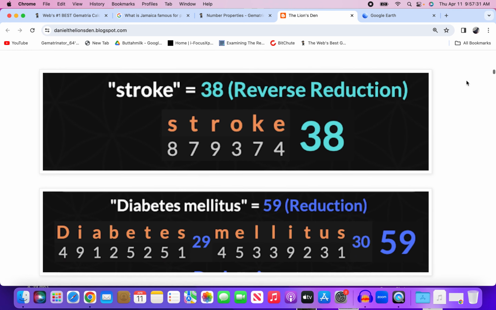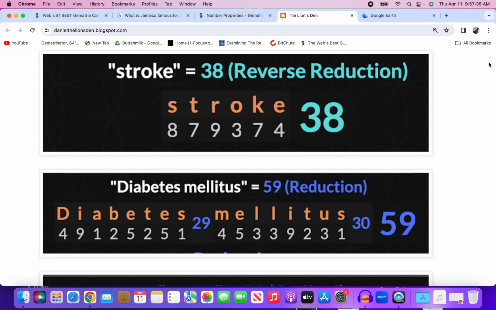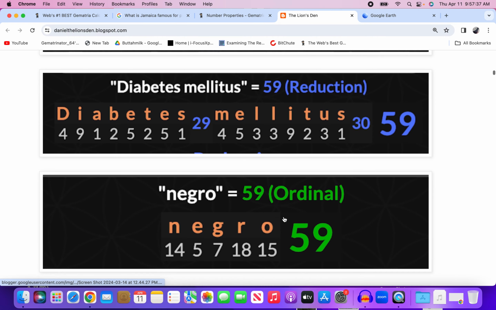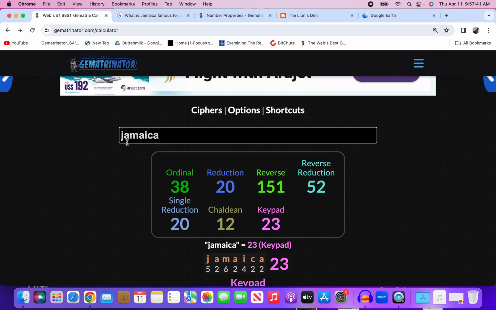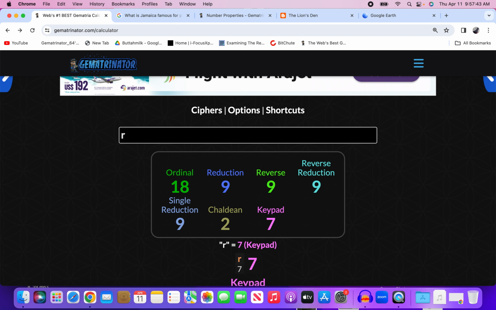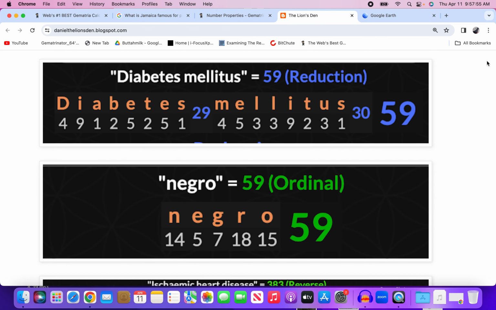So very interesting. And diabetes mellitus equals 59. There's a number stamped on black people. Negro, 59. If you look at Rastafari, if you spell it correctly, Rasta equals 59. So interesting.